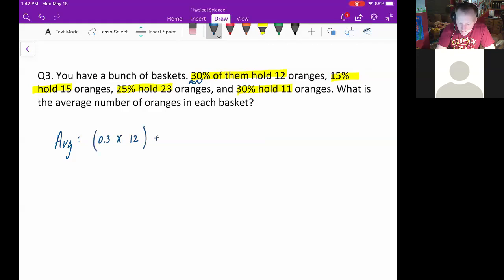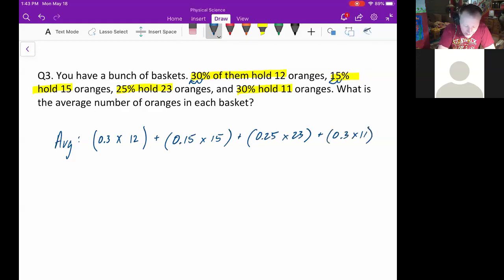And then we'd add to that, move it over twice, 0.15 times 15 plus 0.25 times 23 plus 0.3 times 11. And this is just going to plop our average out because we are taking it out of the whole. And if we add up 0.3, 0.15, so that's 0.45, add another 0.25, that gets us to 0.7, and add 0.3, that adds up to 1. That's how we can work this out in one fewer steps.